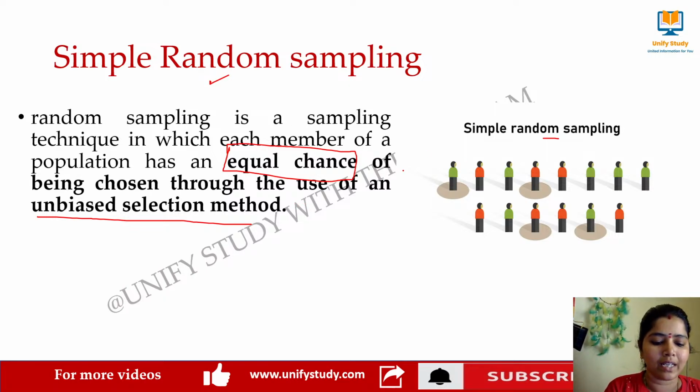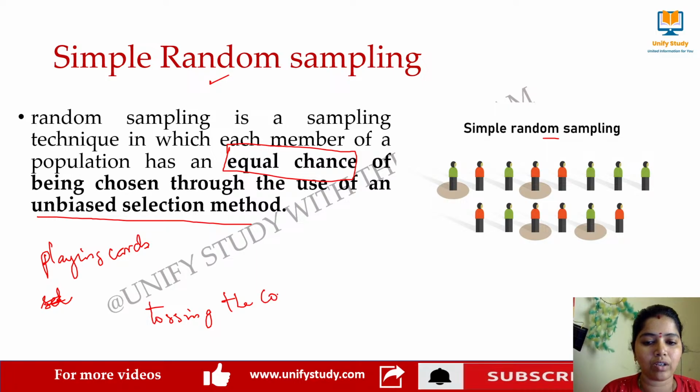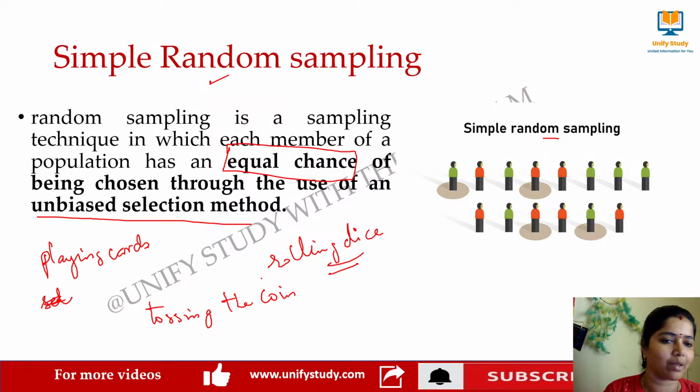For example, if we take playing cards, it's simple random sampling. Every card has an equal opportunity to be selected out of the playing cards. You can take playing cards as an example. Tossing a coin or rolling a dice can also be examples of simple random sampling. Each and every face has an equal opportunity to be part of a sample.